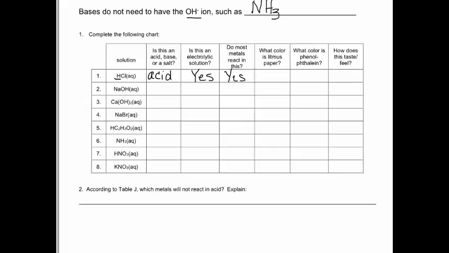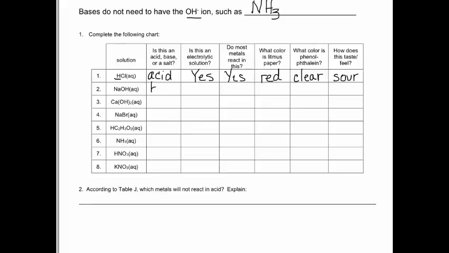What color would litmus paper be? Not knowing how to read table M yet, you would look at your operational definition and see that it turns it red. And phenolphthalein is colorless or clear, and then it would taste sour. So all we're doing is kind of applying our operational definition to each of these. I'm going to do the next one with you as well, and then I'm going to ask you to fill that in yourself and check yours against mine when you're done.